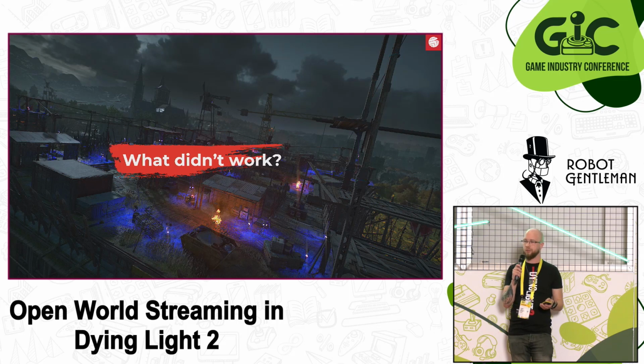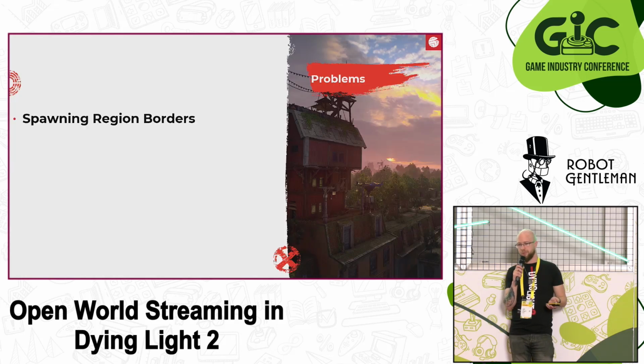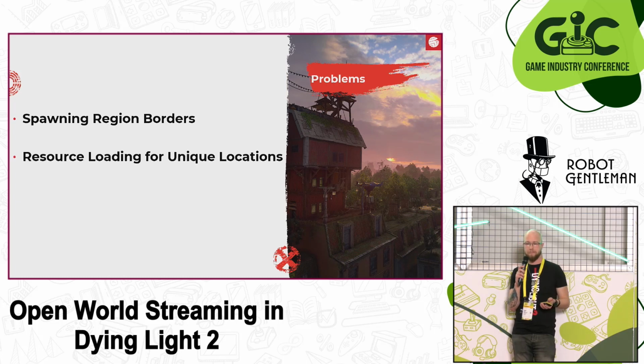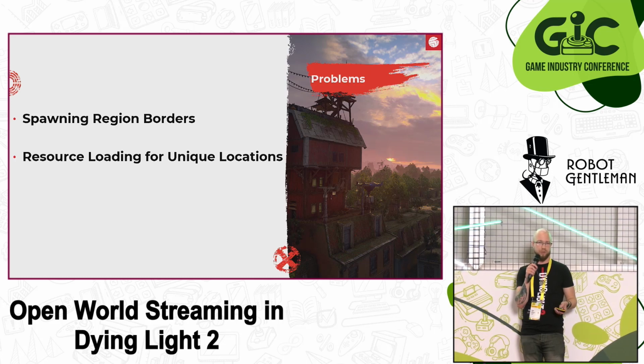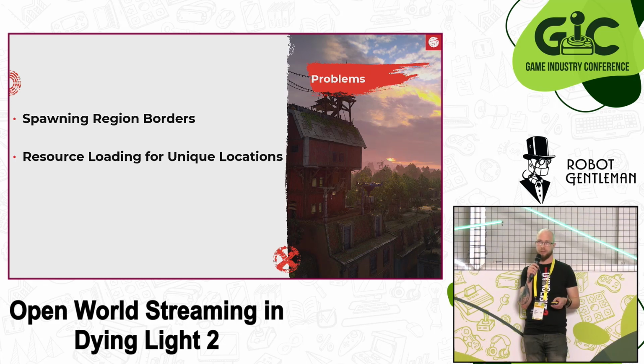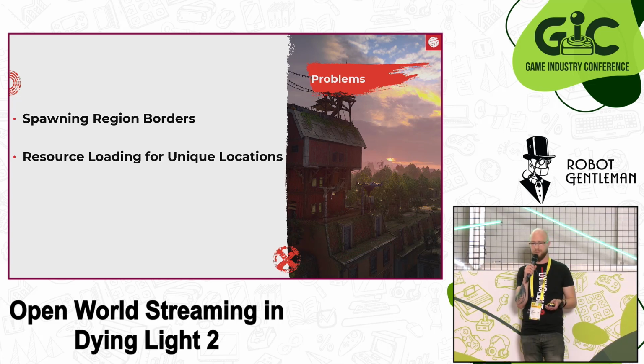Now let's have a look at what didn't work and what we had to change. So we had three main problems. First one was with spawning regions and region borders. That was the biggest pain we encountered. Another one was loading resources for unique locations, so hubs, churches, locations that are only used once in the game, and they are also very important for the story. So they use mostly a lot of nice, beautiful assets that are very problematic for streaming.